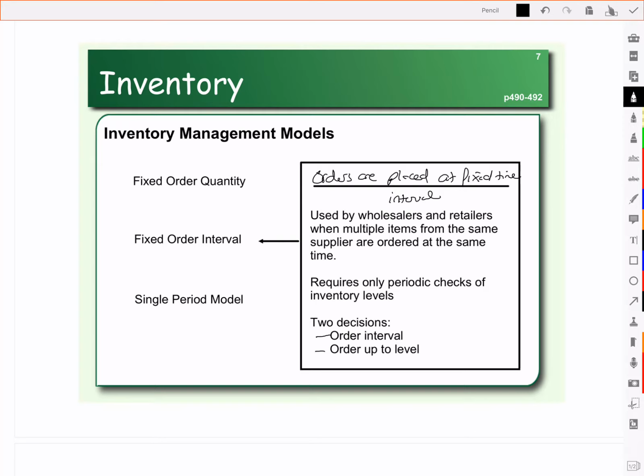Fixed order interval is used by wholesalers and retailers, especially when you're ordering multiple items from the same supplier. Benefit of this is it requires only periodic checks of your inventory level, so you know that you're placing your orders on Tuesday. So Monday you can check the inventory levels and that'll help you figure out how much to order. So let's look at how we would calculate order interval and order up to level.